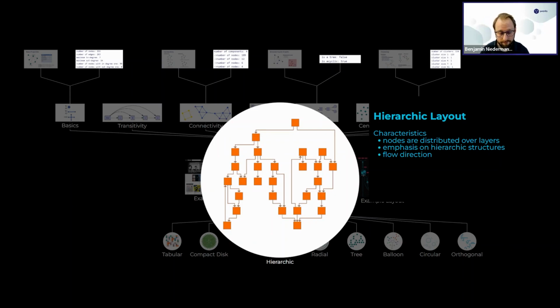And actually, I will use this for our example to create the layout. You will use the hierarchical layout because it suits our parameters and the idea of our visualization best.